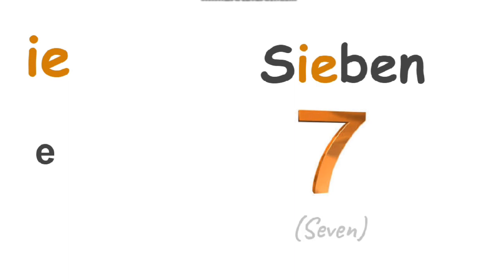The next combination is IE. It sounds as E. Sieben. S sounds as Z in the German language, that's why it is called sieben. Sieben means 7.